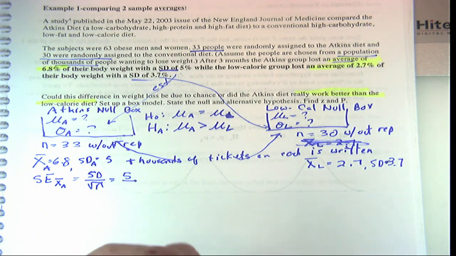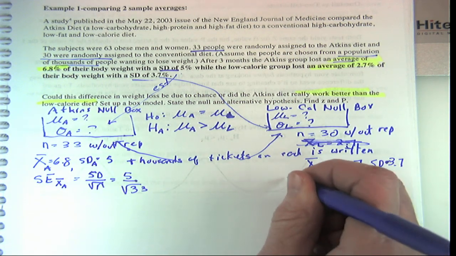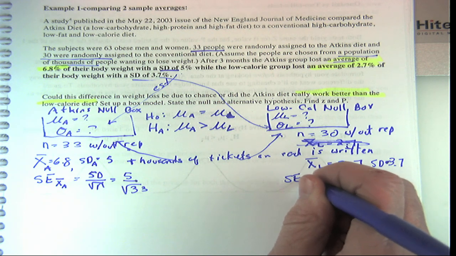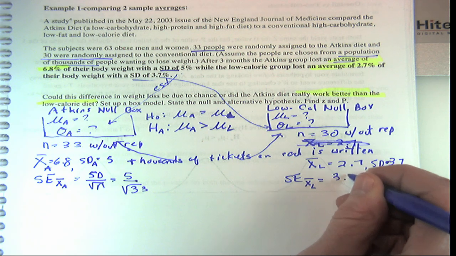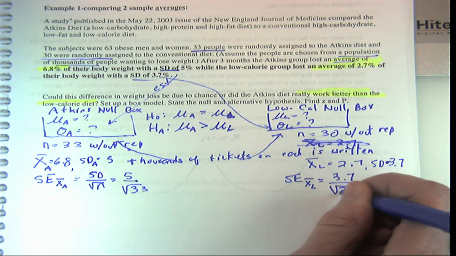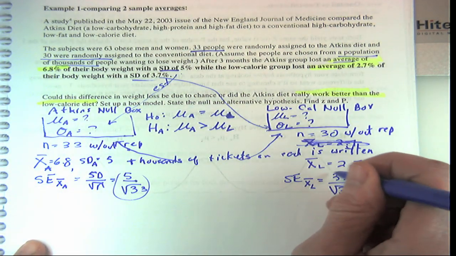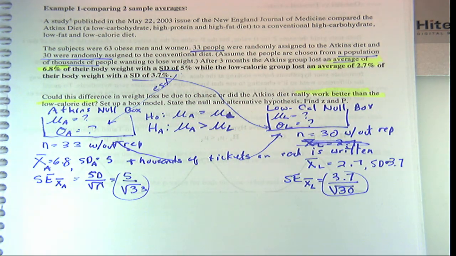All right, so it's 5 over the square root of 33 here. And the standard error for the locale sample will be its SD, 3.7, over the square root of its n. Those are the two we're going to be combining to get the standard error for the difference. Any questions so far?